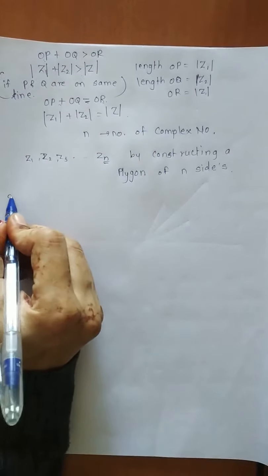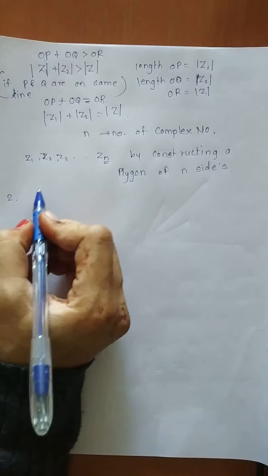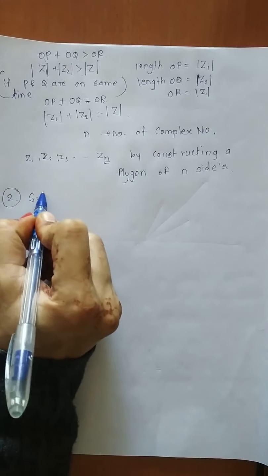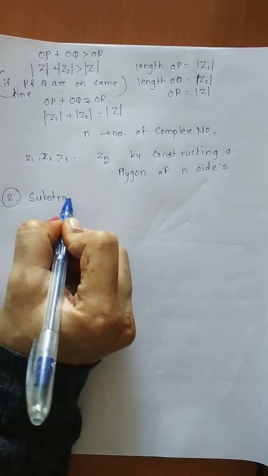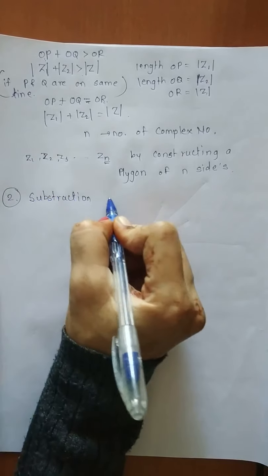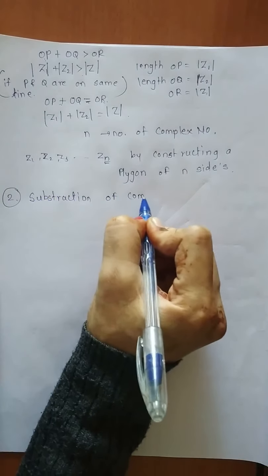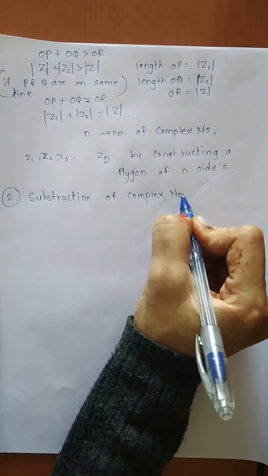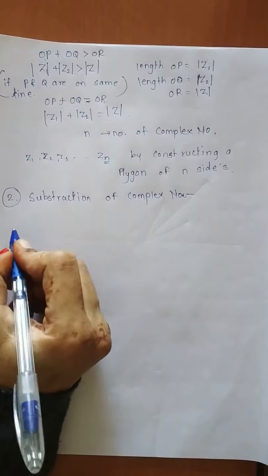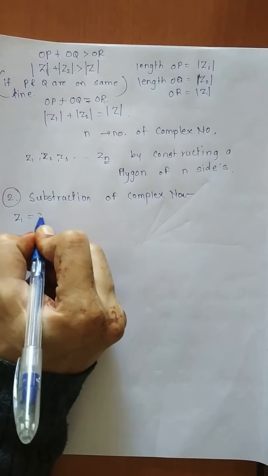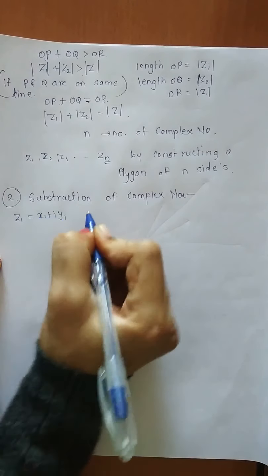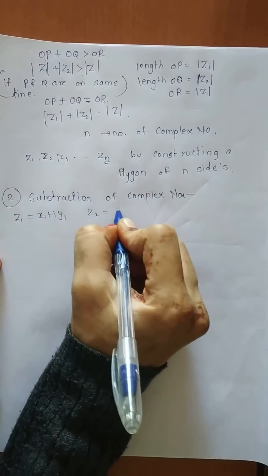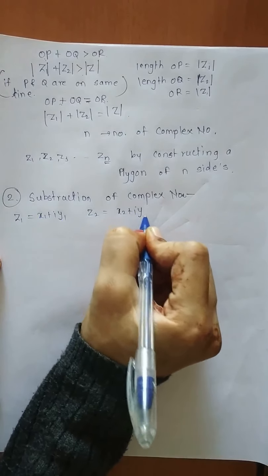Now we will start subtraction of complex numbers. Again, I am going to consider only two complex numbers. Minimum I need two complex numbers. So the first complex number is Z1, that is x1 plus iy1, and the second is Z2, that is x2 plus iy2.